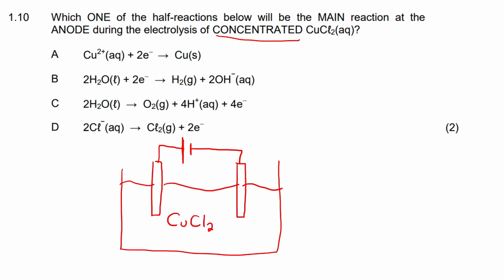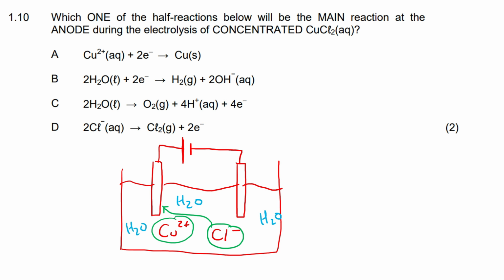copper chloride, which is actually going to be broken up into its ions, which is going to be copper 2 plus and Cl minus. Okay, now we've also got water, because they said it's an aqueous solution. It's not a molten solution. So there is also going to be water. Okay. Now, we know that this one is negative. So it will naturally be attracted to the positive terminal. And then this one is positive. So it would naturally be attracted to the negative terminal.